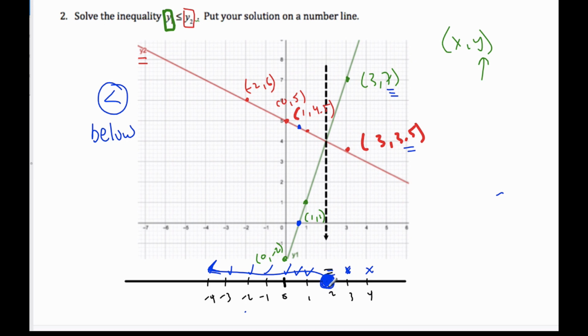And so now our solution, how do I describe all these values? They are all numbers that are less than or equal to 2. And these are my x values. The question is about y values, but our answer tells us which x values describe the y values as the green ones below the red ones. Okay, let's try a new problem with a table.